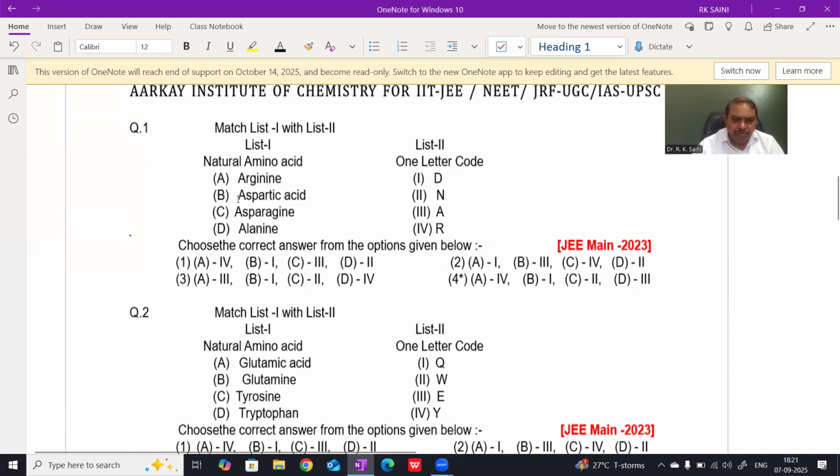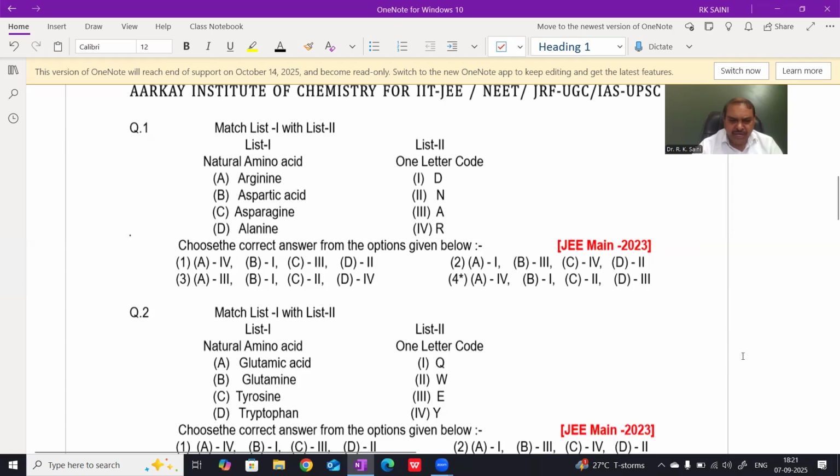See the question very carefully. All amino acids whose names start with A, such as arginine, aspartic acid, asparagine and alanine, and the single letter codes are different, such as D, N, A, R. Similarly, this first type of question is also asked in JEE.